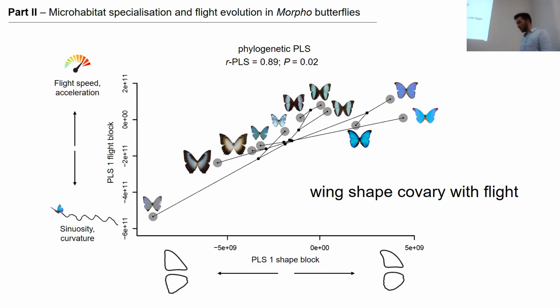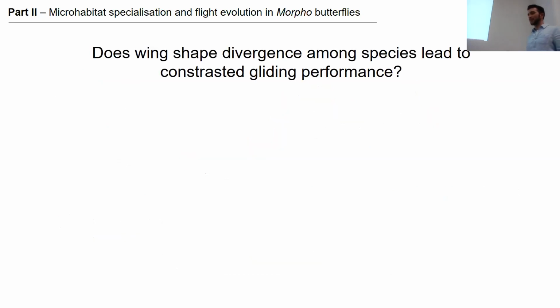As a step further, we wanted to understand how the wing shape divergence between species translates into different flight performance. And we focus on this gliding flight performance. But before explaining how we did that, just a few basics about aerodynamics.